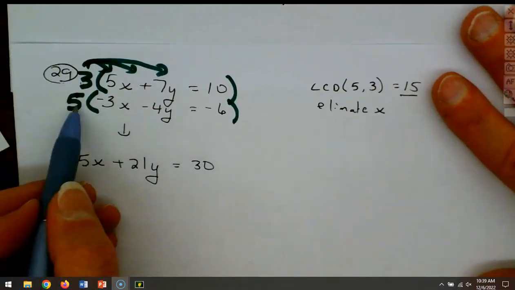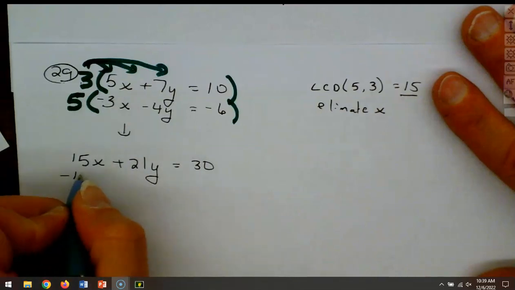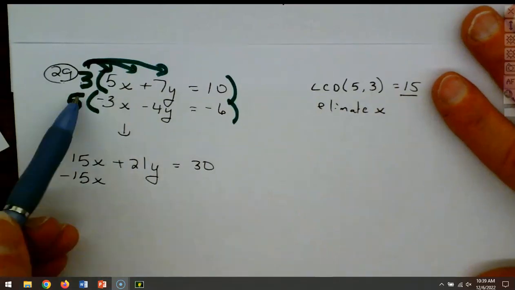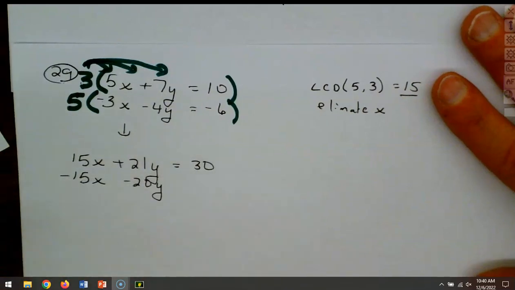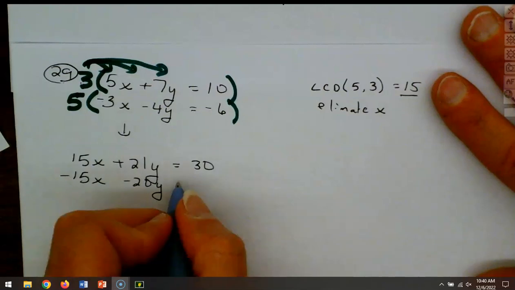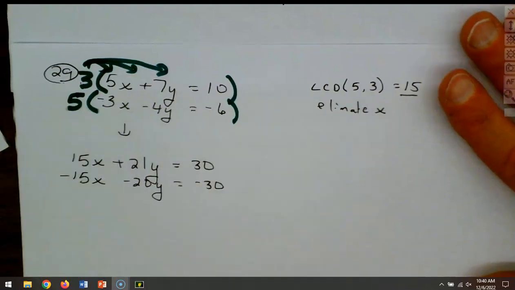Next row, 5 times a negative 3, that's a negative 15x. 5 times a negative 4, that's a negative 20y. 5 times a negative 6, that's a negative what? 30, isn't it?